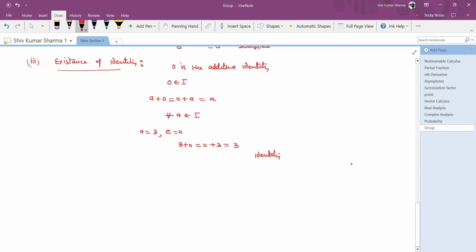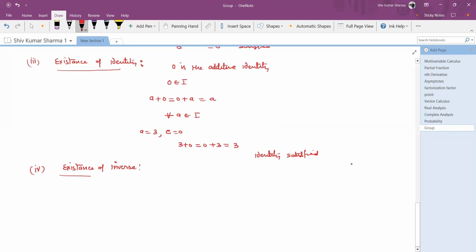So when we add a 0 to any number, we get the same number. So identity is satisfied. Now a fourth case we will move to: the existence of inverse. In the previous two cases, inverse was not satisfied. That means neither in natural numbers nor in whole numbers. Now we move to the existence of inverse.